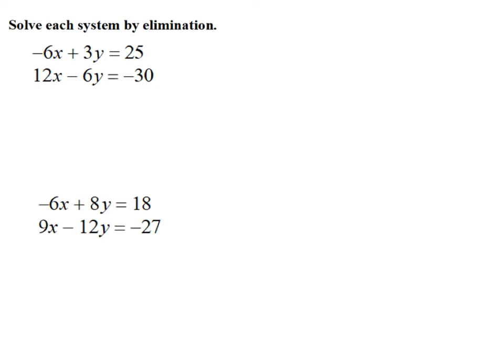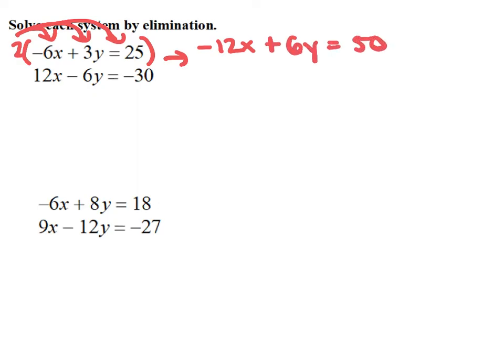In our first example, we had the equations negative 6x plus 3y equals 25 and 12x minus 6y equals negative 30. If I multiply the first equation by 2 and I distribute that 2 to everything in the equation, you'll get negative 12x plus 6y equals 50. And the second equation stays the same.